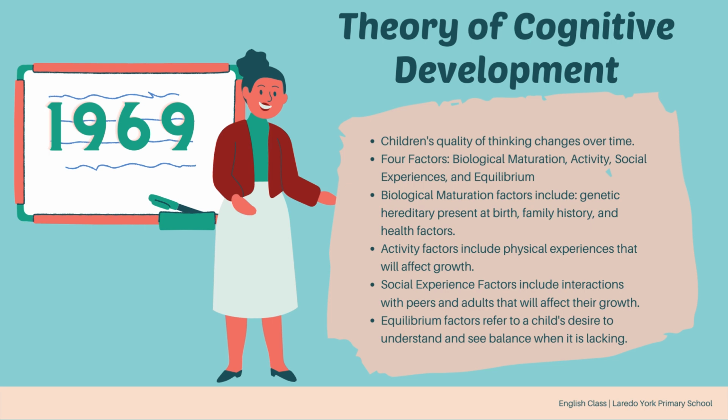And equilibrium factors refer to a child's desire to understand and see balance when it is lacking. So, what I determined equilibrium factors to mean is when a student experiences confusion or misunderstanding, if they seek to understand what is lacking, or if they decide to move on or neglect what has been taught.